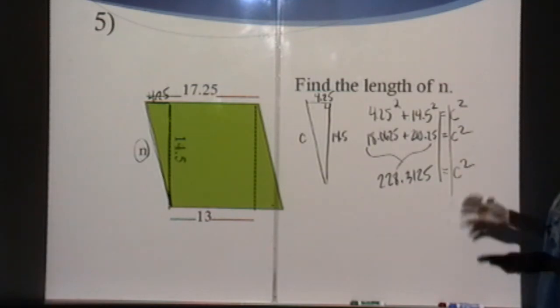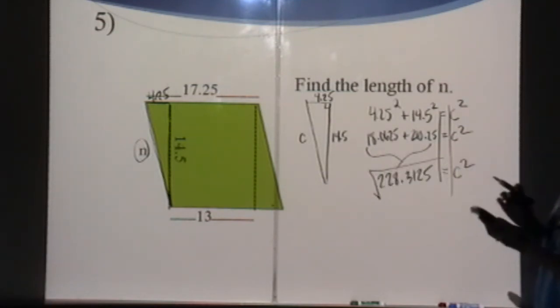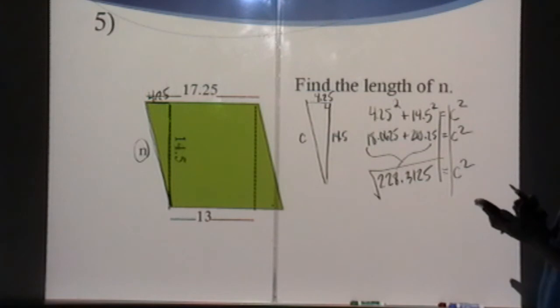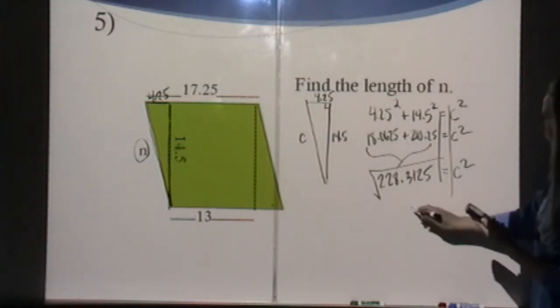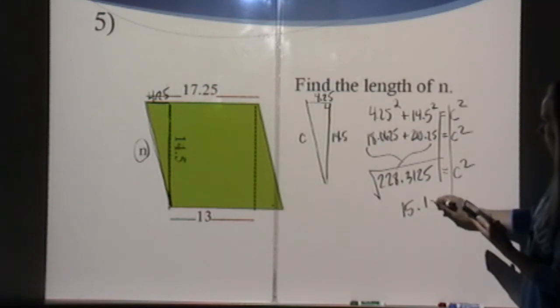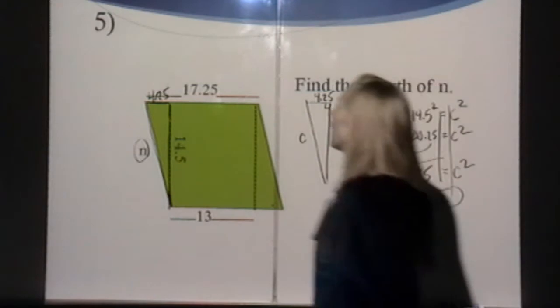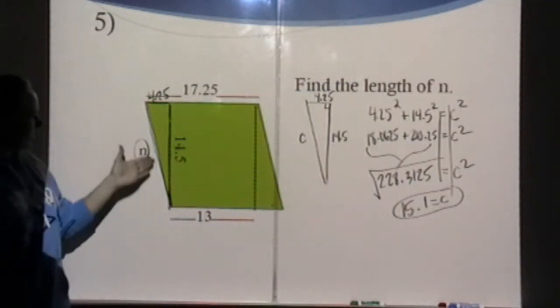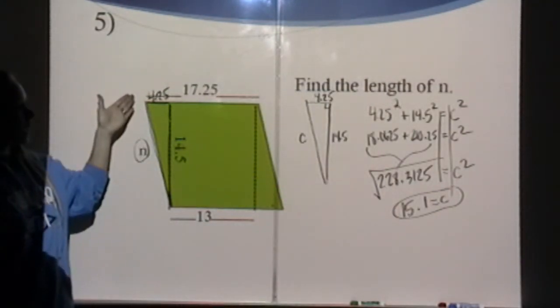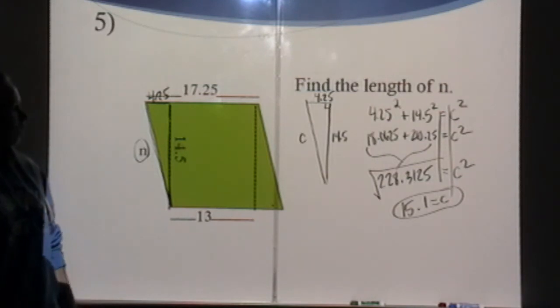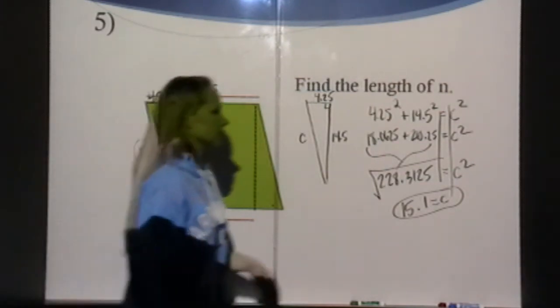Equals C squared. Well, I know I need to take the square root of this. So I'm typing in square root, and I get about 15.1 equals C. So it says find the length of n. I know that n needs to be my longest side because it's the hypotenuse, and I'm getting about 15.1, which makes sense.